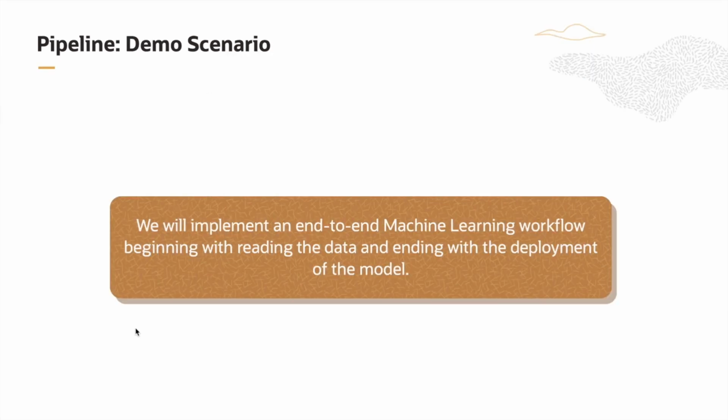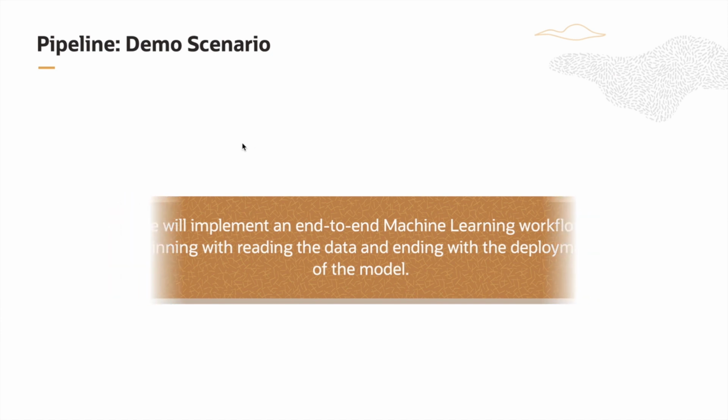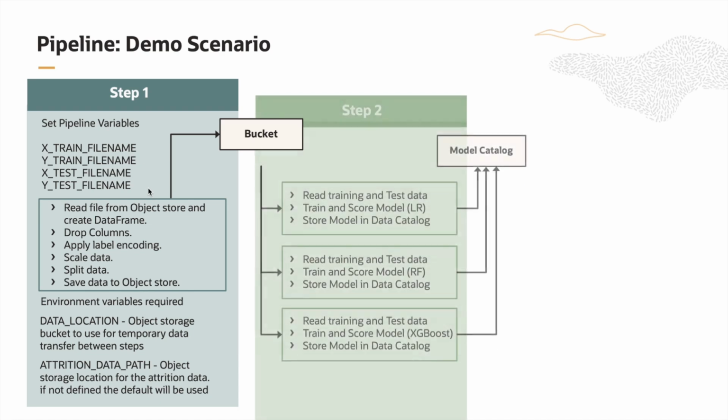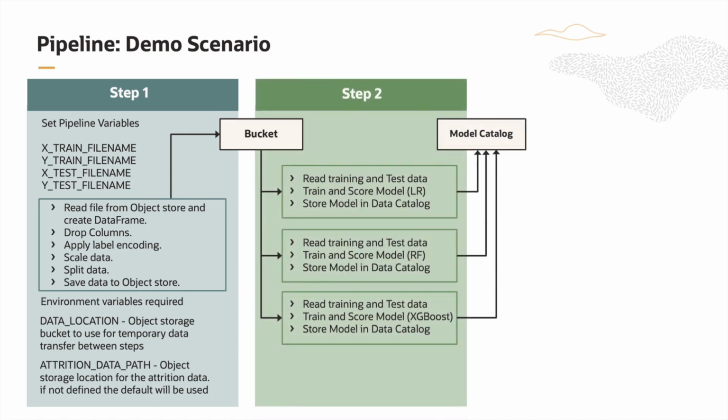In this slide, we will discuss a scenario that has been used to record a demonstration video. So in step 1, we will be reading a file from the object store. We will be processing it using operations like dropping the columns, applying the label encoding, scaling the data, and finally we will split the data into train and test data files, and we will save it to the object store. And to let step 2 know of the location where we have stored the file, we will also set the pipeline variables.